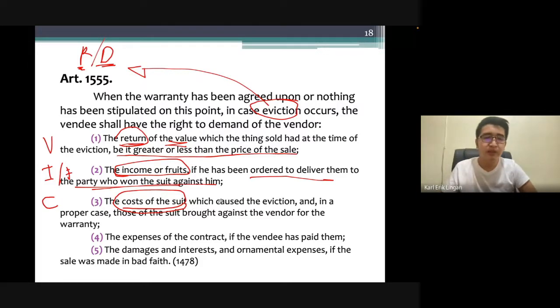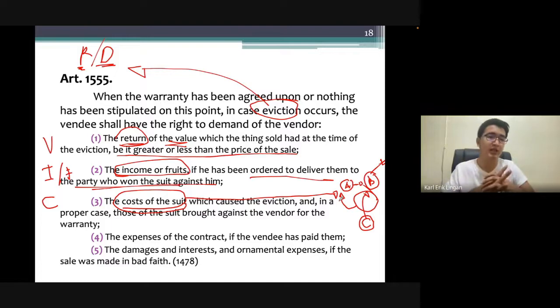Meaning, let's say for example, A sold to B. Okay, later on, mayroong nag-appear na si C, nag-file siya ng case against kay B, and because of that, na-evict si B. Liable si A. Di ba? Kasama doon yung pinag-file doon sa case. Lahat ng gastos doon sa kaso, liable si vendor. So, you look at that. The consequence of the vendor's actions. Di ba? Pati yung cost ng suit, babayaran niya. Hindi lang yung pagbalik ng value ng thing, pati yung income or fruits na potentially pwedeng makita ng property or lupa, the cost of the suit, okay, which caused the eviction.